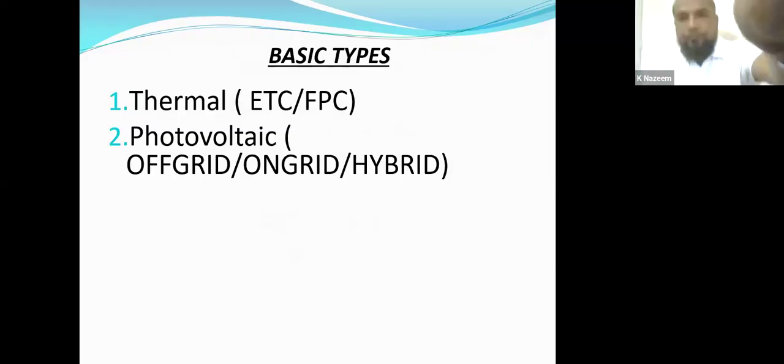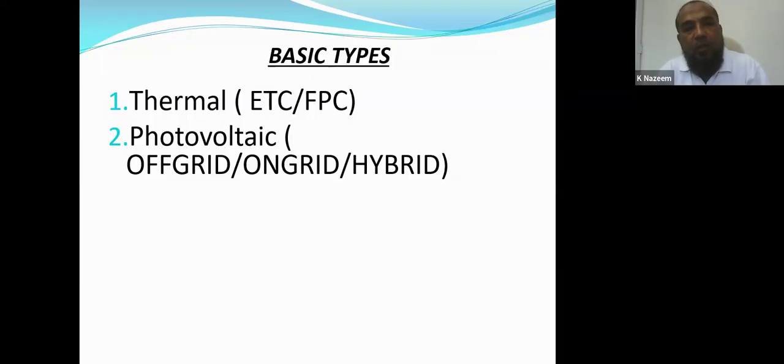In solar, basically there are two types of solar technologies. One is thermal and the other one is photovoltaic. What is the difference? There is a huge difference. Thermal technology deals with the exchange of heat to heat. Heat energy is converted to heat energy.